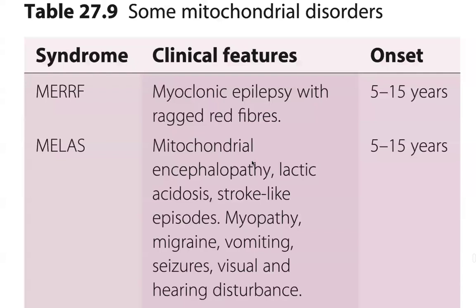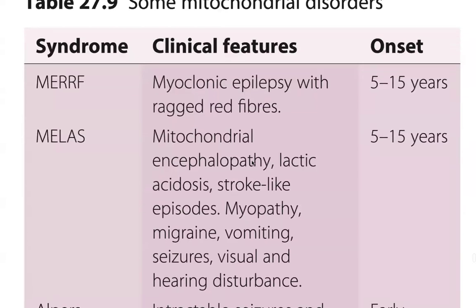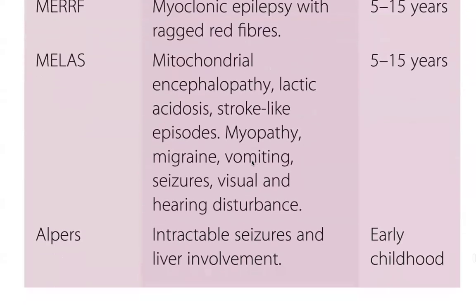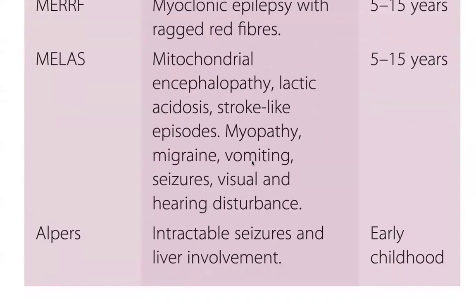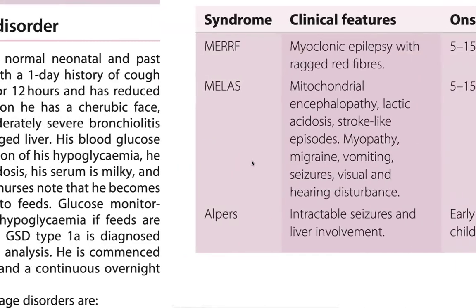So these are mitochondrial disorders. Myoclonic epilepsy with ragged red fibers, 5 to 15 years. MELAS, mitochondrial encephalopathy, lactic acidosis, and stroke-like episodes: myopathy, migraine, vomiting, seizures, visual and hearing disturbances, 5 to 15 years. Alpers syndrome: intractable seizures and liver involvement, early childhood.